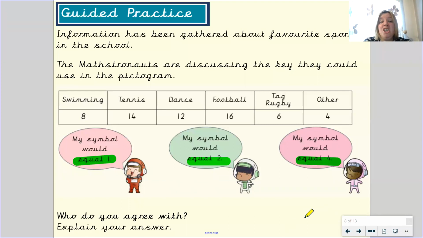So we could use all of those in our key, but one would make it a very big pictogram. And there aren't any odd numbers. So we don't have any numbers that we need to use that are odd numbers. So I think that I would probably use the symbol that would equal 2. Which one would you choose to use?